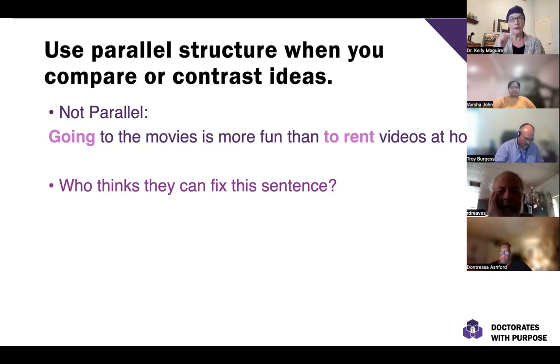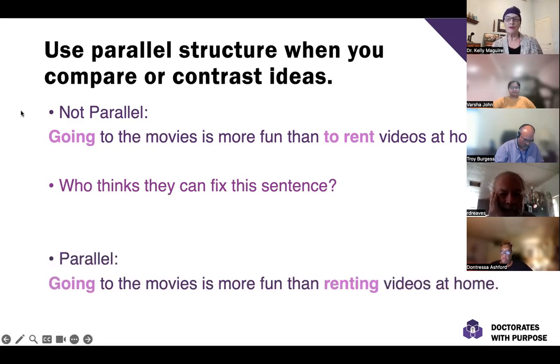Renting videos at home. It would be renting. Very, very good. Thank you. So it would be: going to the movies is more fun than renting videos at home. So we needed to take out the word "to" and change the word "rent" to "renting" so it would match "going."